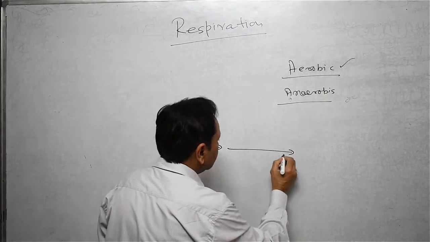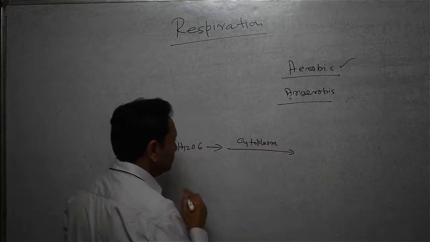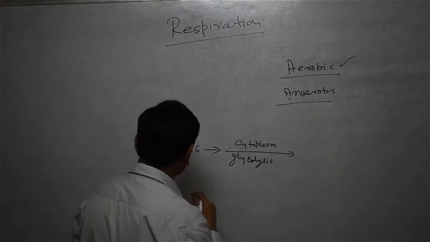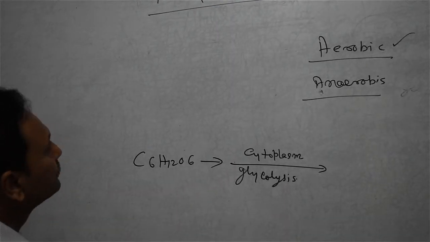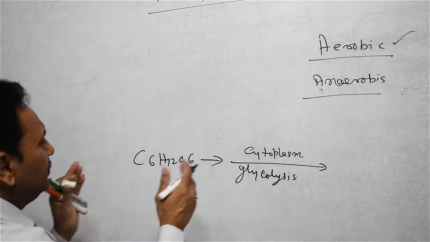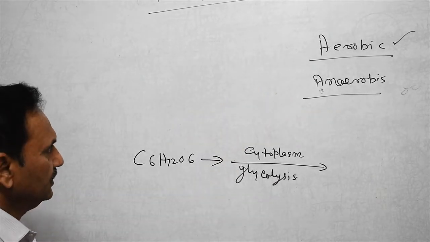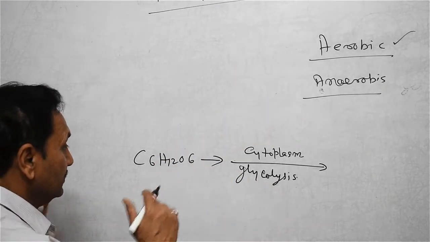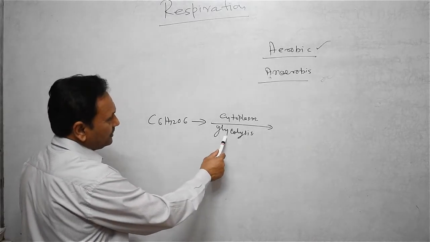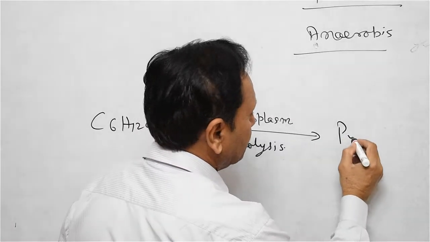Inside the cytoplasm, glycolysis is the first step of aerobic respiration or anaerobic respiration. Both respirations have need of glycolysis. Without this glycolysis, both would not be started. So we can say that the first step of respiration is glycolysis. Glycolysis takes place inside the cytoplasm, and its product is pyruvic acid.